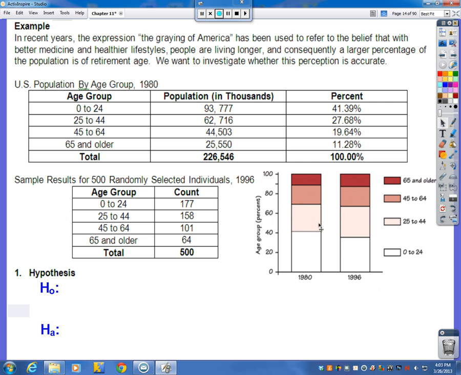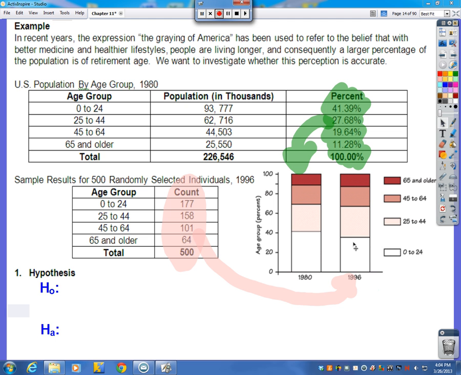Now, I could make a segmented bar graph and look at my population as percentages right here, and then here are my individual counts right here. Comparing our 2 segmented bar graphs, the population and our sample are pretty close to each other, right? This one's gotten bigger, this one's smaller, this one's about the same size, and our 65 and older has gotten a little bit bigger. So really we went bigger, about the same, bigger, smaller.